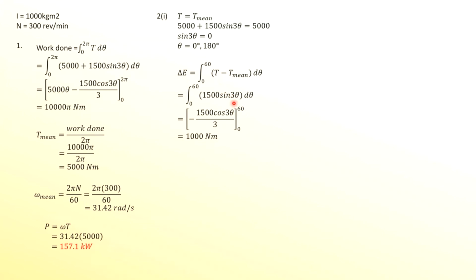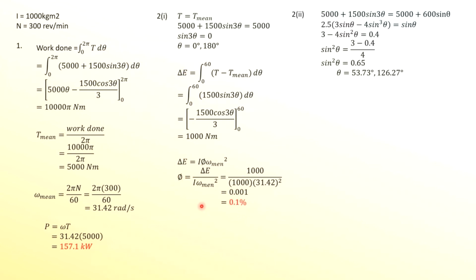Substitute into the equation once you have integrated. You will get your greatest fluctuation of energy as 1000 Newton meter. This is your delta W. To find the coefficient of fluctuation of speed, the I you have already known, the mean speed you have already known, and the greatest fluctuation of energy you have known. So you can find the coefficient of fluctuation of speed, 0.1%. This is still the first part.